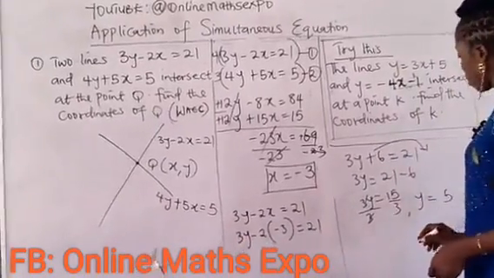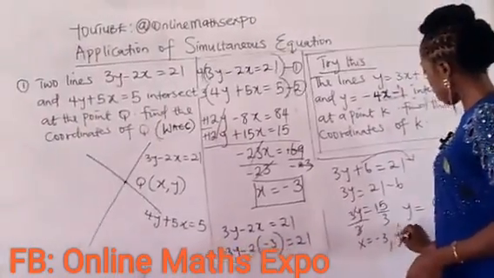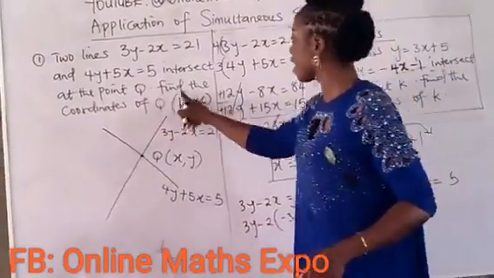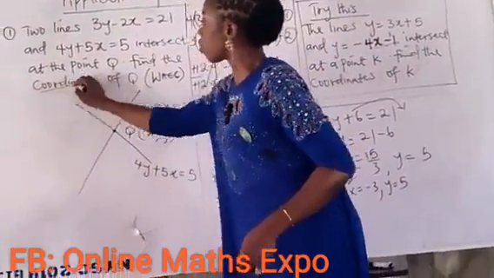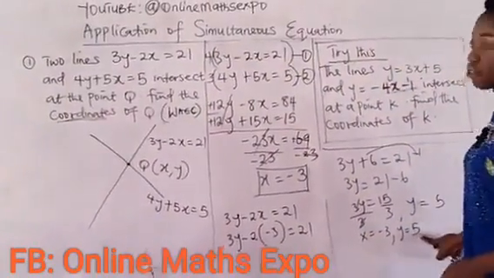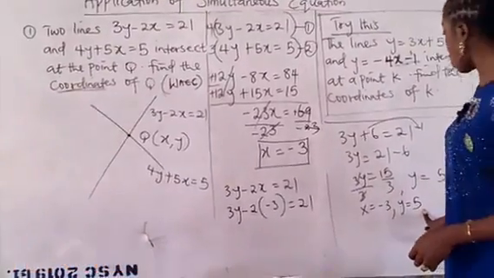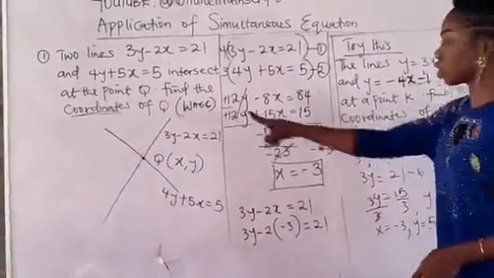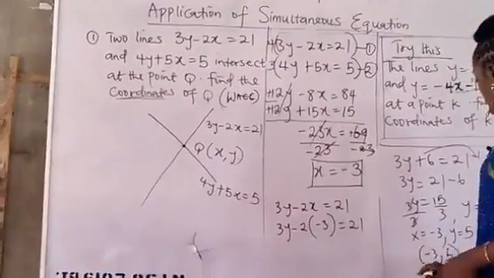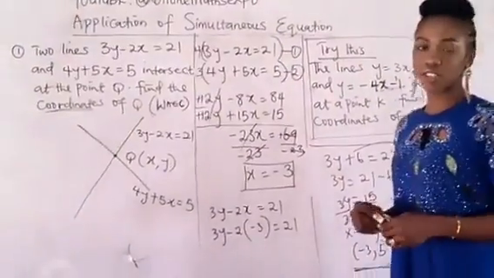That will give us 5. In that case, the value of x is minus 3 and the value of y is 5. But remember that the question says find the coordinates. Because the question mentioned coordinates, you cannot leave your answer like this. If you leave it like this, you will not have a mark for the final answer. So what you simply do is to put it in coordinate form, which will be minus 3, 5 in brackets. And this is the coordinates of Q.